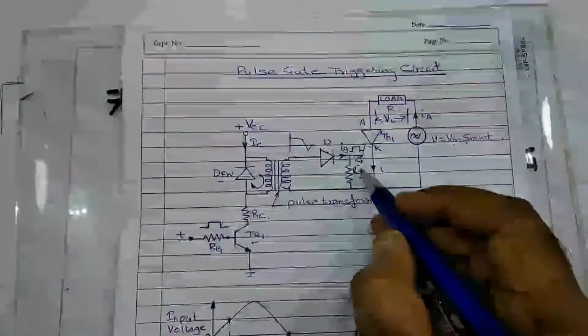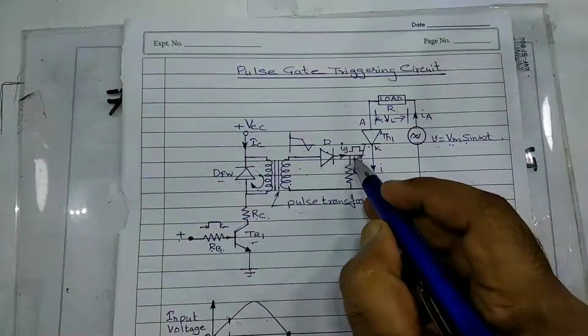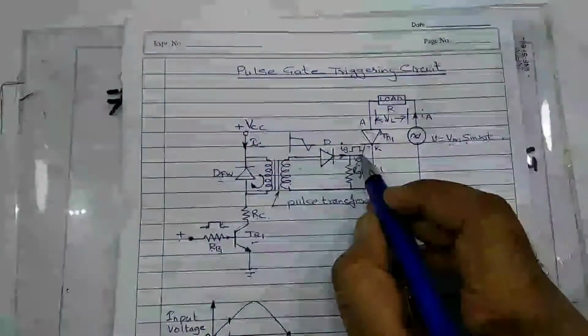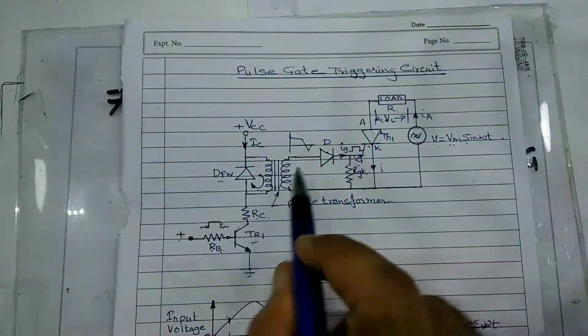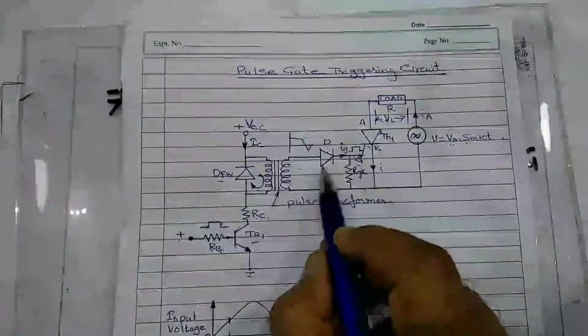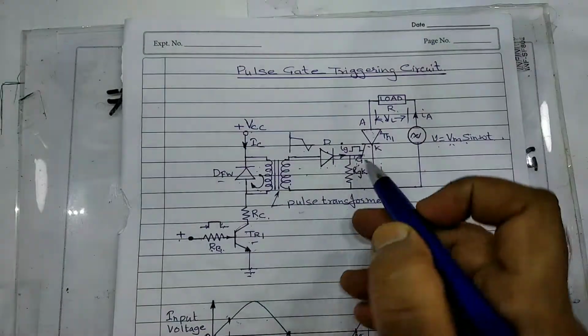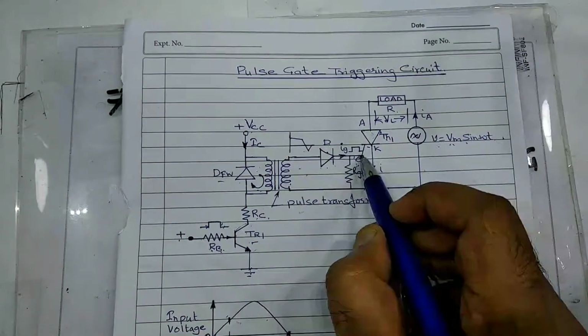RGK is the resistor between gate and cathode, which controls the amount of current passing to the gate. This diode prevents the negative going pulse to pass through to the gate. Only a positive going pulse reaches the gate.